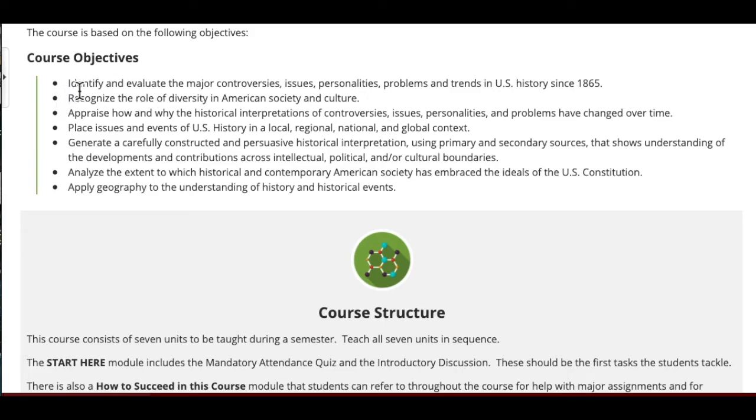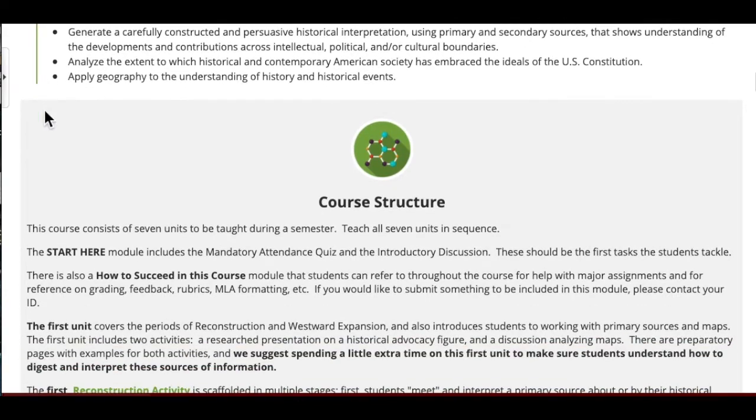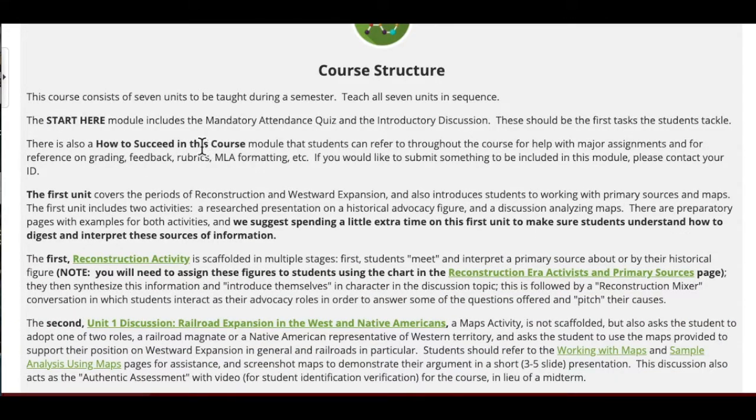Here you have the course objectives, which are useful for you to summarize. Don't try to memorize these, but this just tells you what we think is important for you to know, and it will help you understand why the assignments are organized the way they are. And this tells you about the course structure. This week you're going to be completing a mandatory attendance quiz and the introductory discussion. When I say this week, I'm assuming you're looking at this possibly on the first day of the course. This has to be done by the end of the first week of the course.